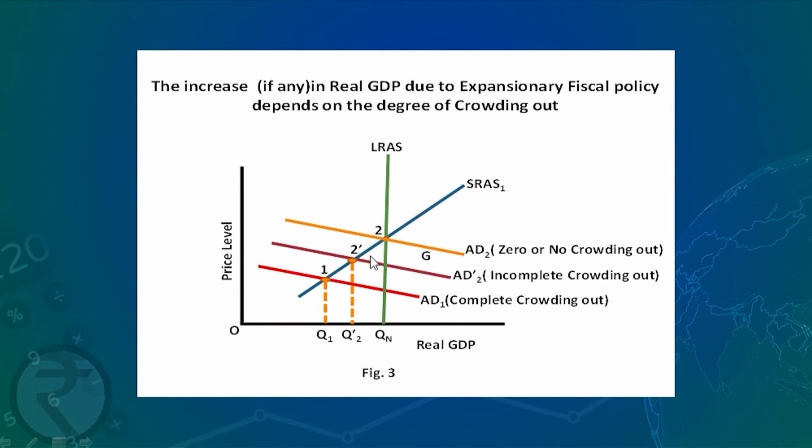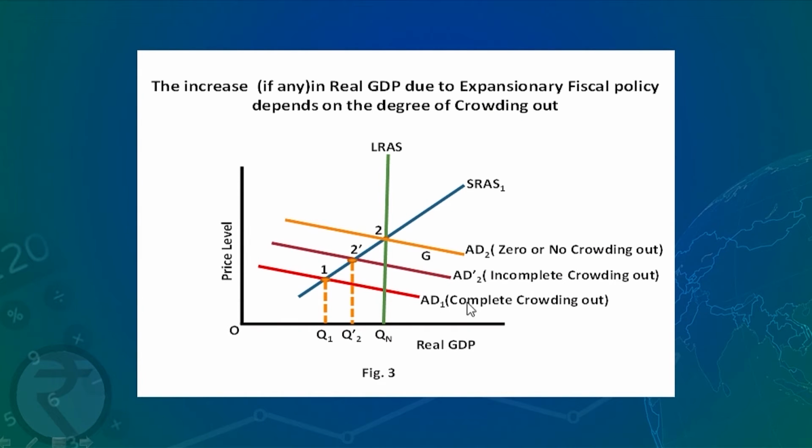But when there is incomplete crowding out, then the AD curve shifts to AD dash 2 and here the equilibrium is at 2 dash and the level of real GDP is OQ dash 2. Now, again this is less than the natural rate of real GDP, but it is more than the GDP OQ1.